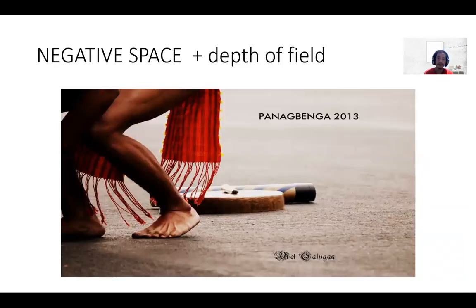Okay, and we also have the rule of negative space. Of course, this time, with the negative space, I followed the rule of negative space and the rule of thirds. Negative space is giving your image time to breathe. And the rule that I broke here is, of course, again, the anatomy of people.